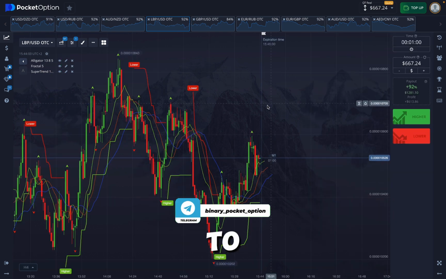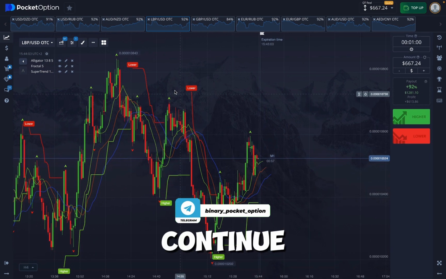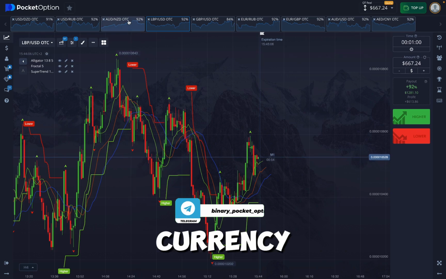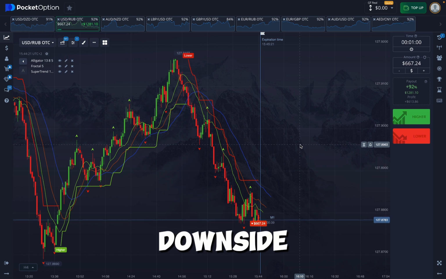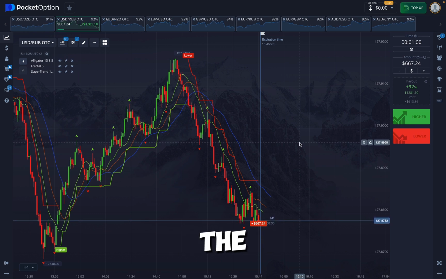I will open to the maximum balance amount. Let's continue trading and pick up the next currency pair. And here, a 100% position will be opened on the downside. Quite a good entry point. Let's highlight the working area.